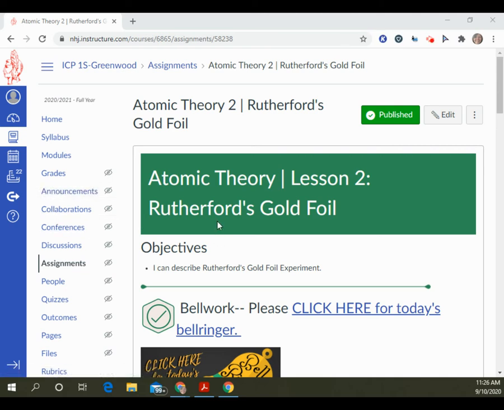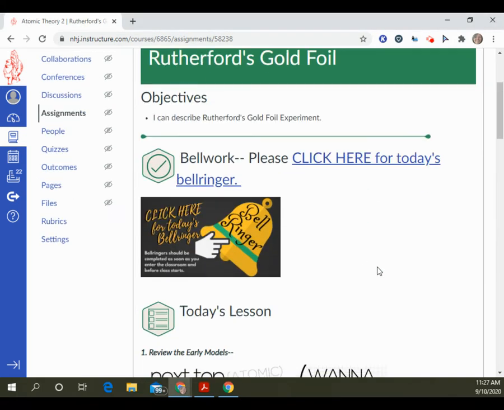Okay, so today I'm going to go through the lesson. The simulation within the lesson is a little hard to follow, so I wanted to make it really clear and walk you right through it so that you could really get the good out of it and understand Rutherford's gold foil experiment.